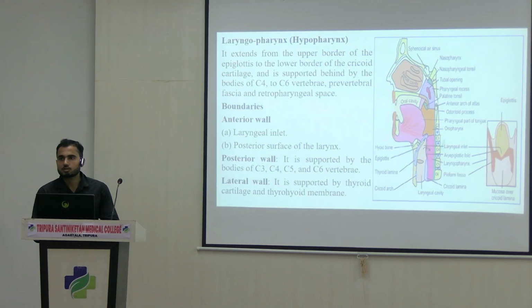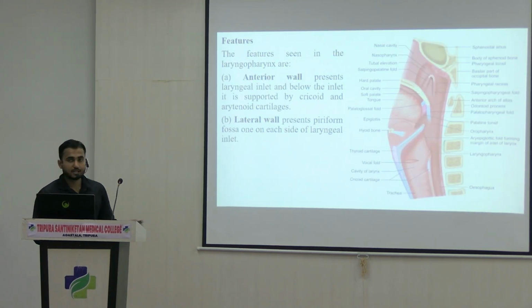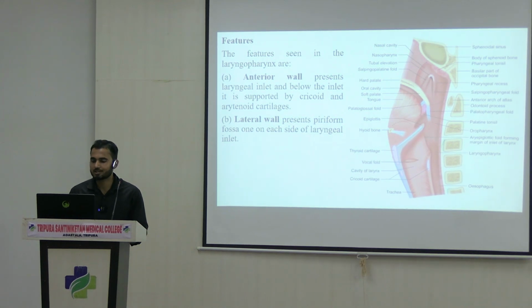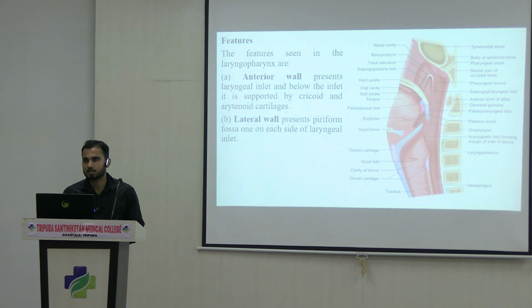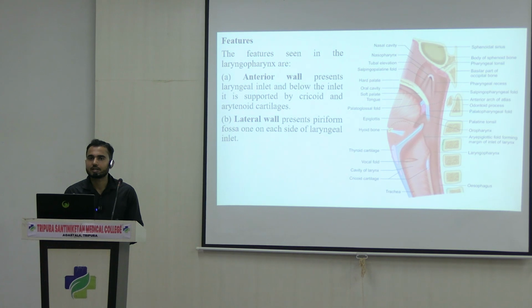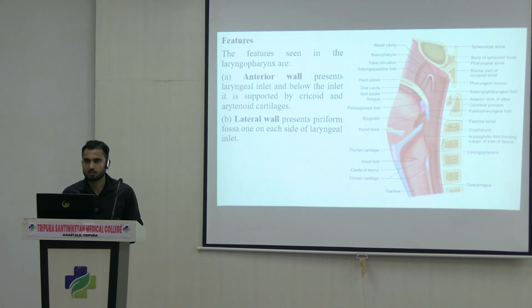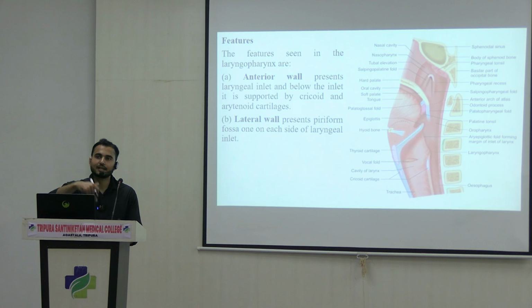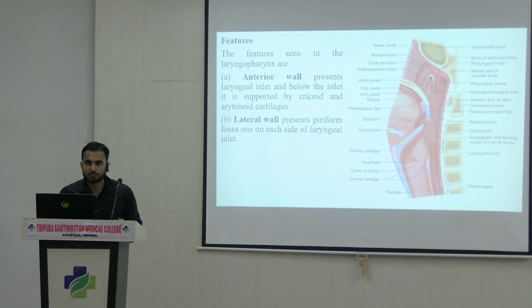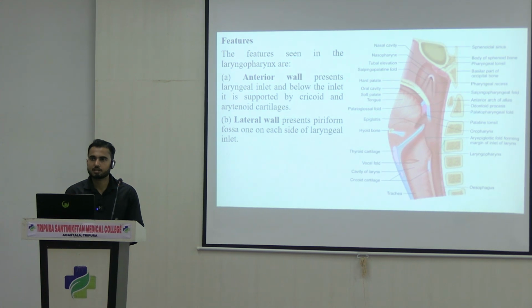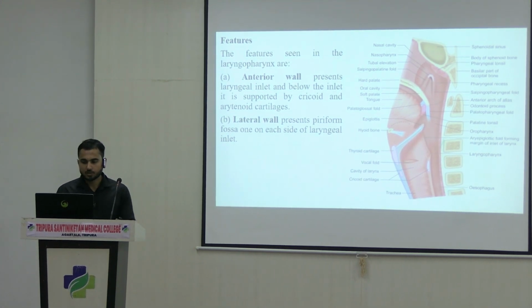Next will be the features. What are the features present in the laryngopharynx? Only 2 features are there, and those features are present on the anterior wall and the lateral wall. Which feature is present in the anterior wall? That is the laryngeal inlet, that means the inlet for the laryngeal cavity. Till now I know you have not studied the larynx. You will be studying it, and at that time you will come to know the laryngeal inlet. Through the laryngeal inlet we can go into the laryngeal cavity.